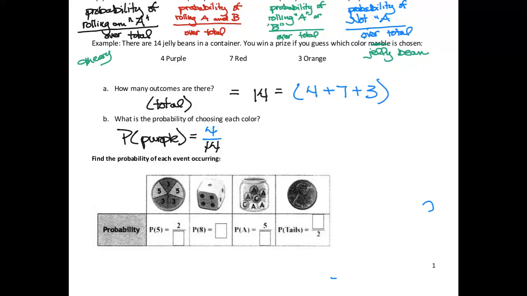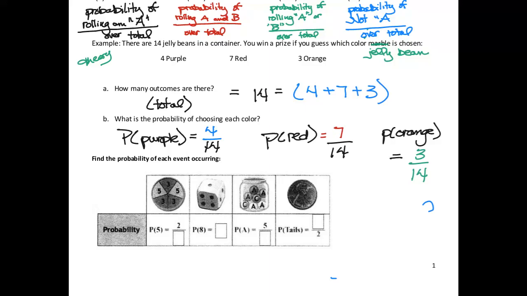Okay. How about the probability of getting red? How many reds do I have? 7, thank you. Out of how many total? 14. And the probability of getting orange is, what's my top number? How many oranges do I have? 3 out of 14. So does everybody understand how I got those numbers? Number of successful picks, I guess you would say, out of the total.